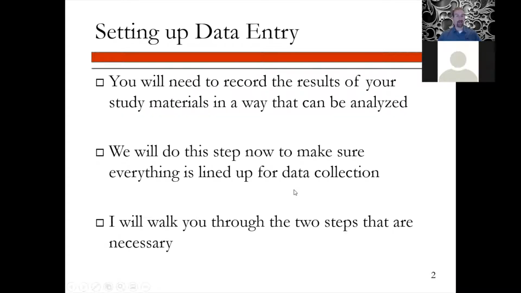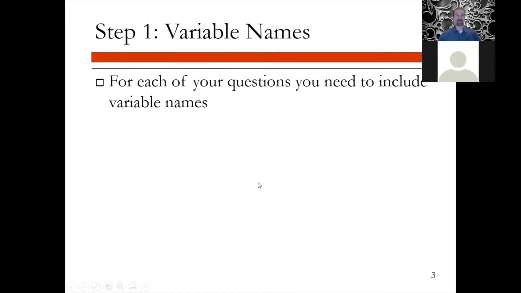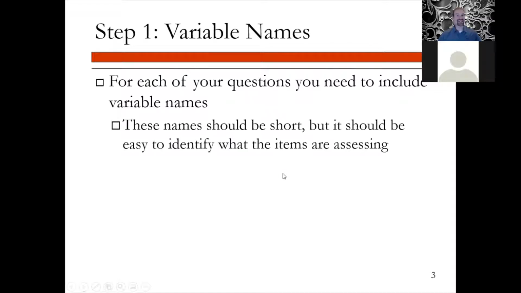So what I'll do is walk you through the 2 steps that are necessary for doing this and let you know what the steps are necessary to get approval for this particular overall step of step number 4. So the first thing you need to do is label the variables. For each of your questions, you need to include variable names. And to make it simple, these variable names should be short, but it should be easy to identify what the items are that they're assessing.